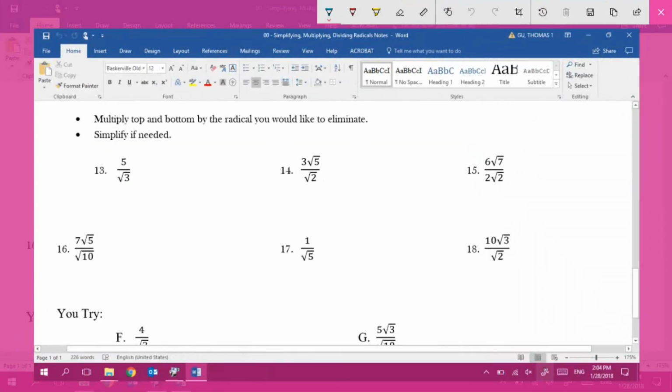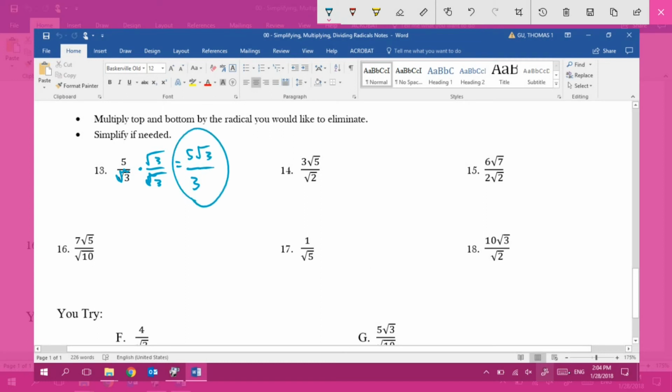So number 13, do I have a radical in the denominator? Yes, I do. I don't want it there. So how do I get rid of that? All I have to do is multiply top and bottom by square root of 3. Because if I multiply square root of 3 by square root of 3, it gets rid of the house. The house is gone now. It's just a 3. And then on top I have 5 square roots of 3. And then that would be my final answer.